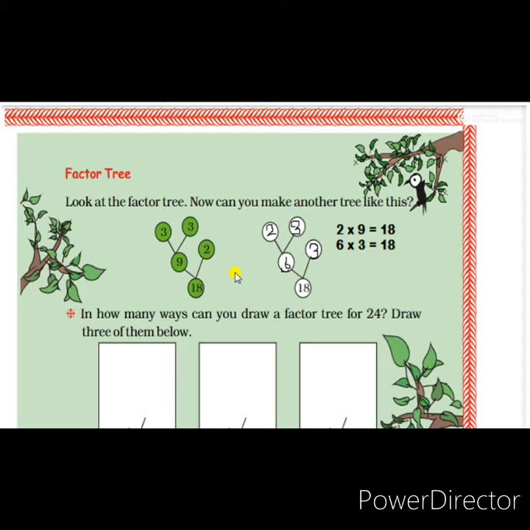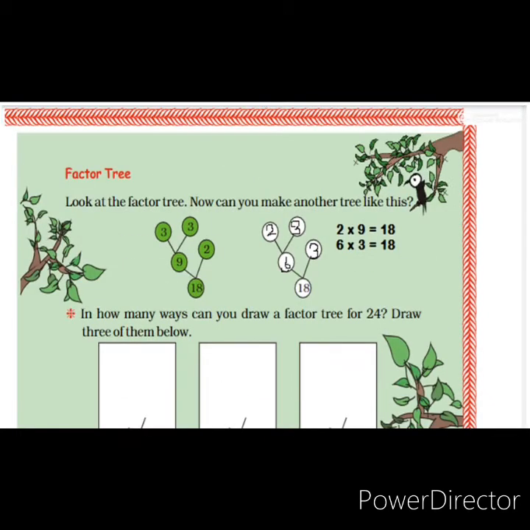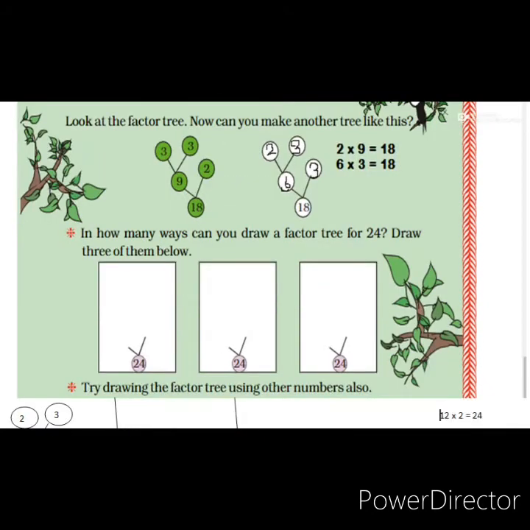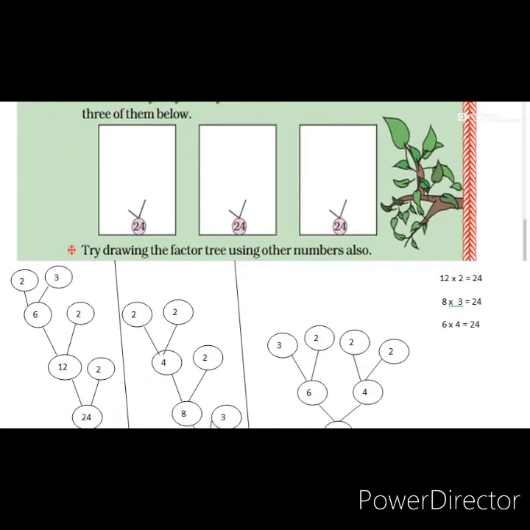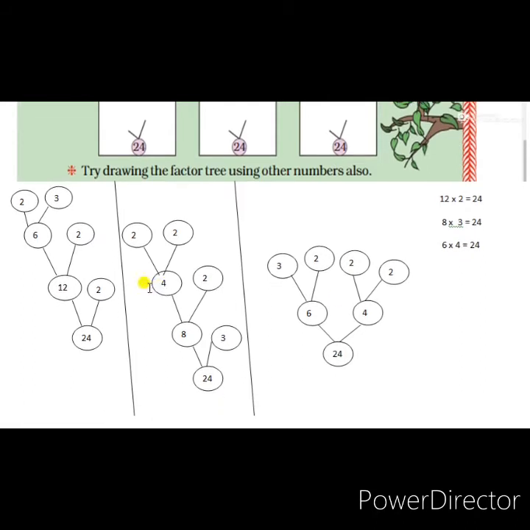Now here we have been given another 3 boxes. In how many ways can you draw a factor tree for 24? Draw 3 of them in the given boxes. In this box it is very difficult to draw, that's why I have shown it in another space just below it. See, first of all we have to find in which tables 24 comes.